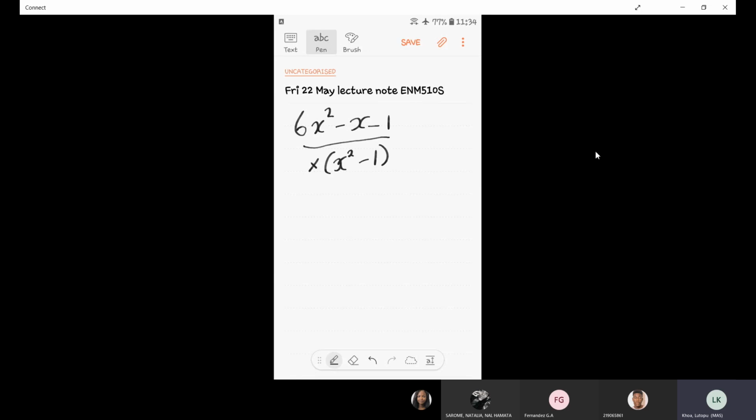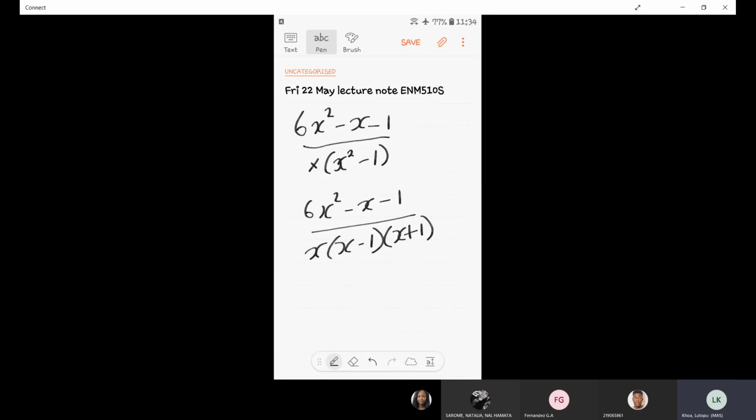And when we want to decompose it into its partial fractions, we can factorize the denominator, because here the denominator is possible to be factorized further. So I would have 6x squared minus x minus 1 over x, and then I have x minus 1, I have x plus 1, like that. Now if you look at my factors in the denominator, none of them is repeated, so that is the key.